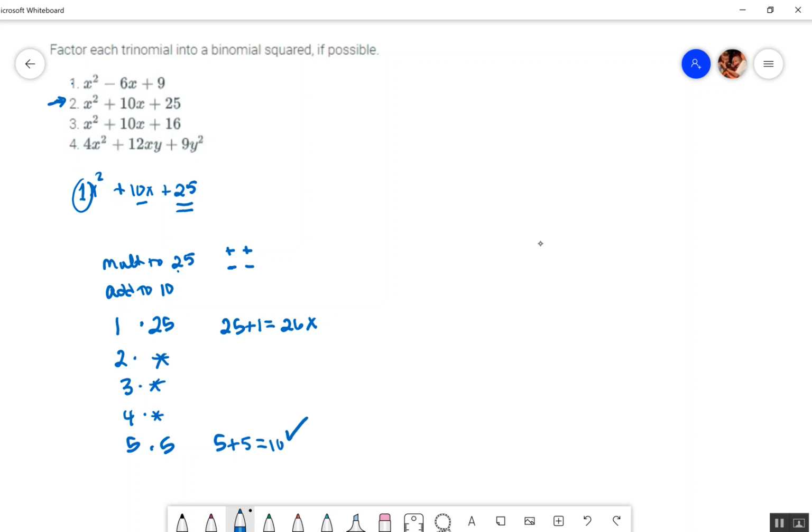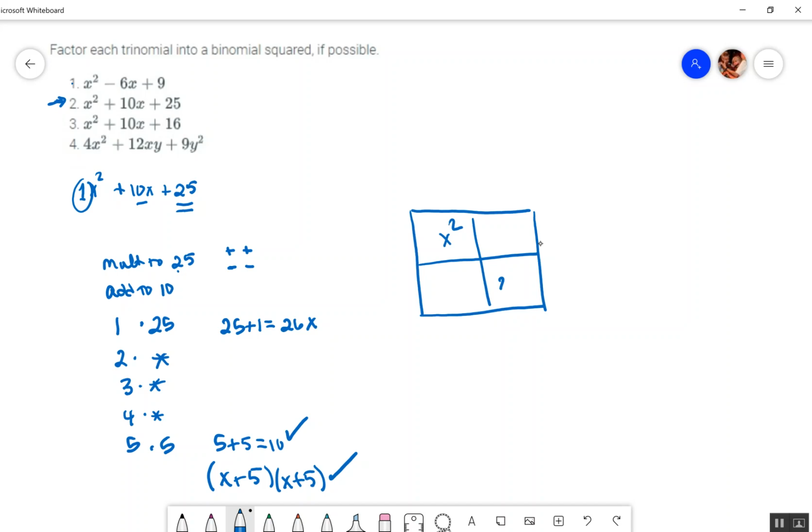And again, I'm in the situation where my first number is a 1, so I can just write x plus 5 times x plus 5, and I'm done. There's my answer. But if I want to use the box method, again, I'm going to break it up. My x squared and my 25 go here, and then I'm breaking this into 5x and 5x. I'll factor to the left. I can pull out an x here, and here I can pull out a 5, and then I'll factor downwards. I can pull out an x here, and I can pull out a 5, and those are positive, so plus and plus, and I get x plus 5 from this one, and x plus 5 from that one. So there's the second one.